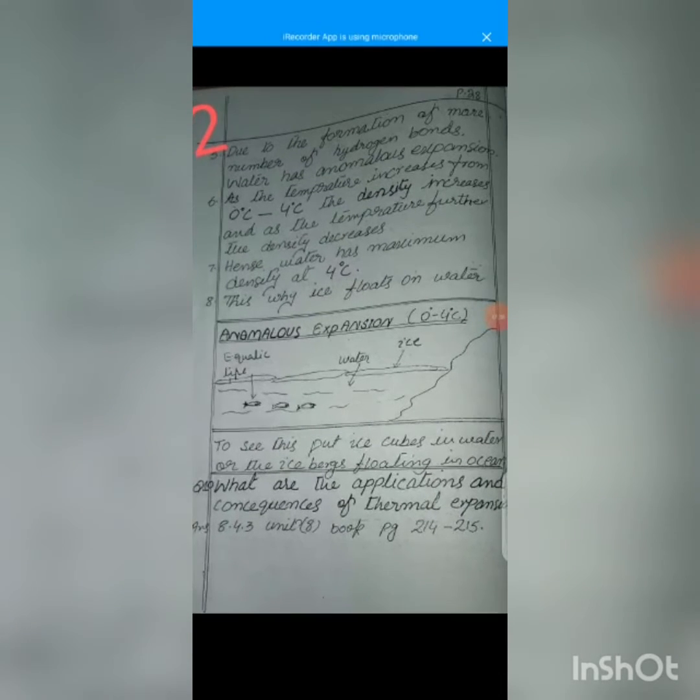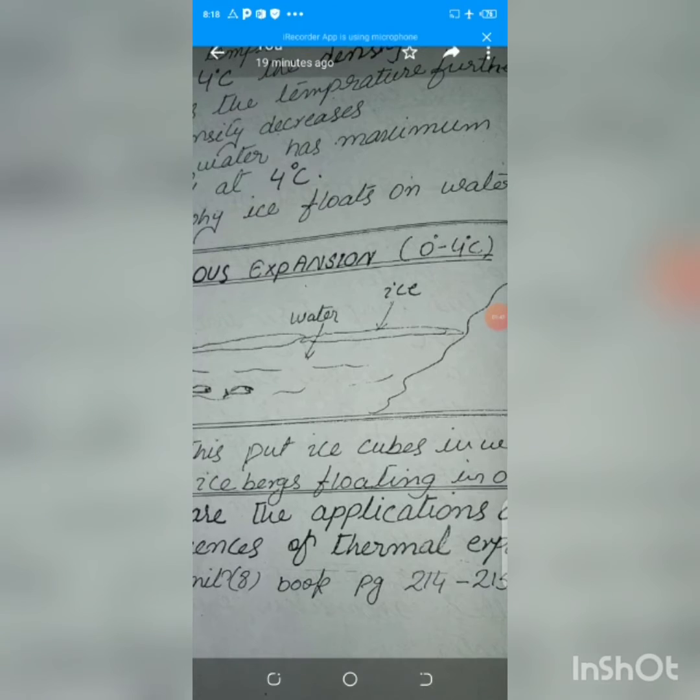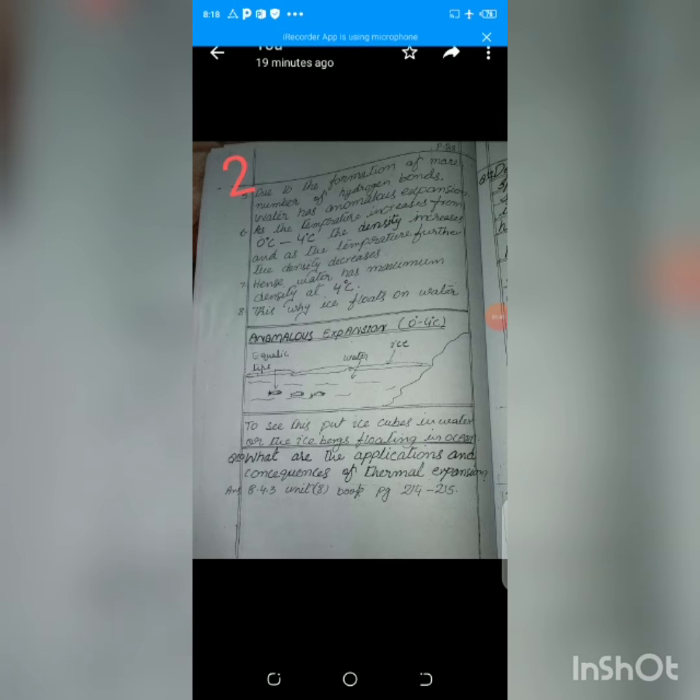Now the next question is: what are the applications and consequences of thermal expansion? You can look at the book, page number 214 also. The answer is that thermal expansion is used in our daily life. In thermometers, we have already seen the use of thermal expansion to measure temperature.